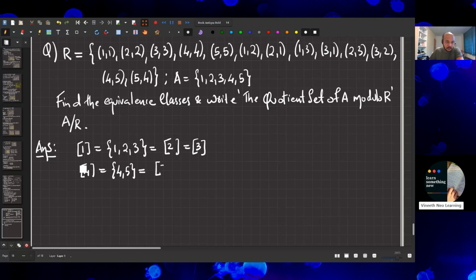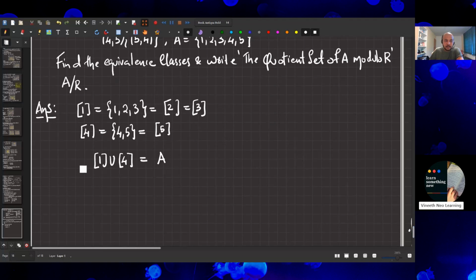Exactly. So if we take the union of these, for instance 1 union 4, what is the set resulting from that union? {1, 2, 3, 4, 5}. Yes, A itself.